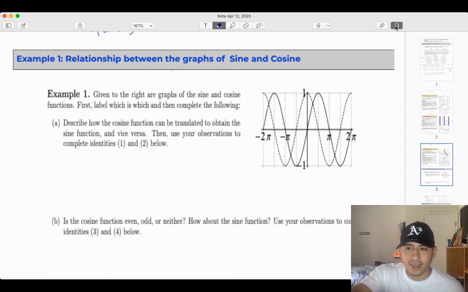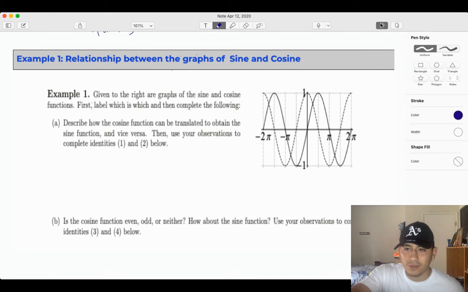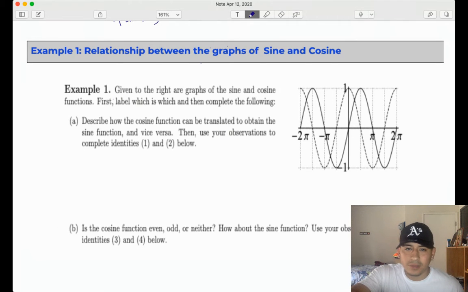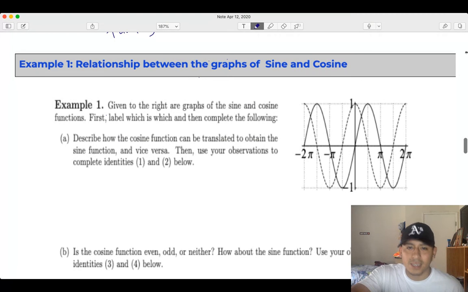All right, let's move on. So example number 1, the relationship between the graphs of sine and cosine. When you first take a look at the graphs of sine and cosine, you can definitely tell that there's some similarities between them.